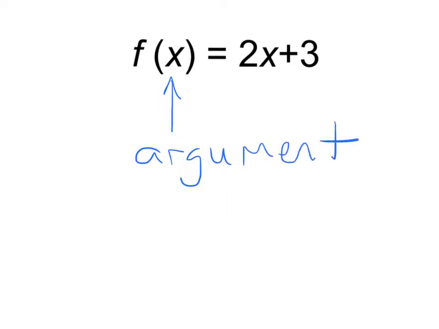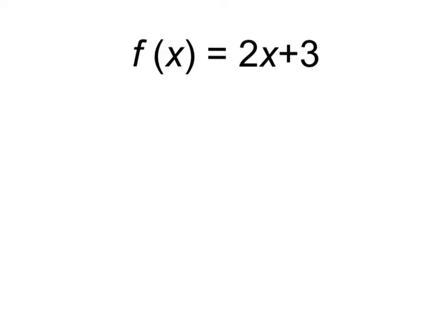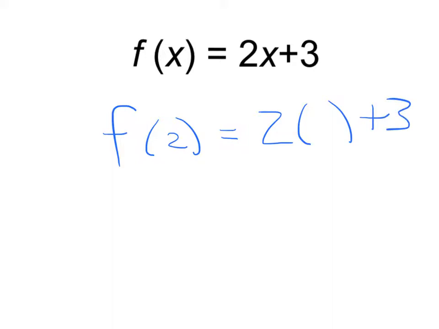So we know that the way function notation works is that whatever's in the parentheses is what I'm going to plug in. So consider this, f of 2 is equal to 2 something plus 3. The number that's here is what gets plugged in for x. So in this particular case, the argument of the function is going to be 2. The thing that the function is operating on is 2.